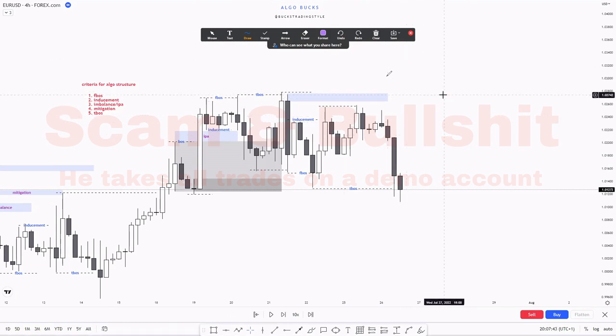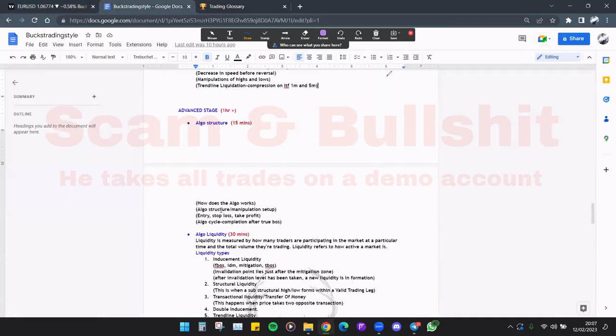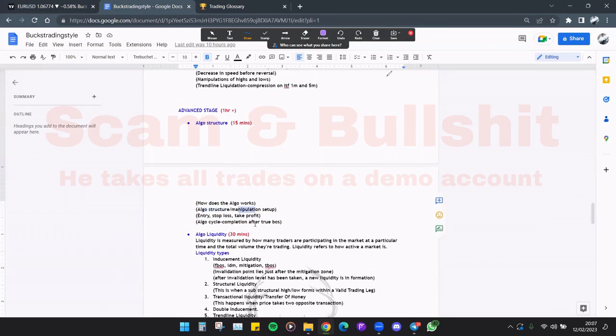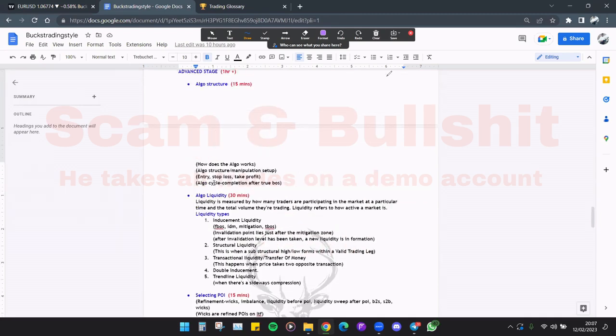So let's look at what we have next. Good. Now we've understood the algo structure or the manipulation setup, MSU for short. Now let's look at the entry, stop loss, and take profit, even if I've already explained it, okay? And then the algo cycle completion after true break of structure.